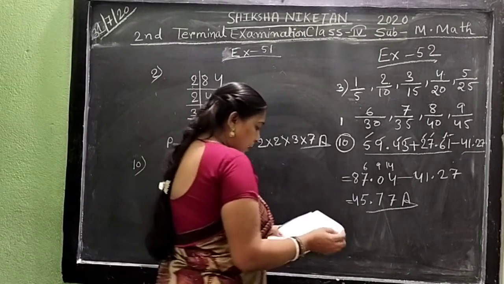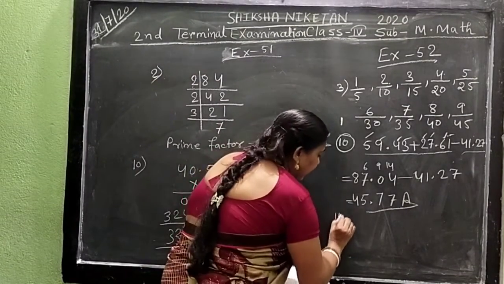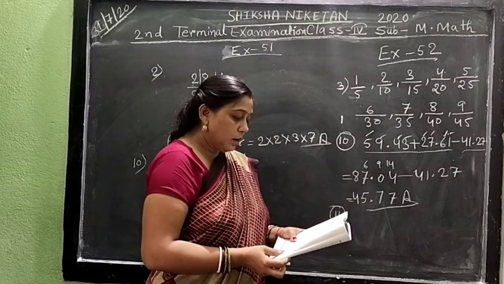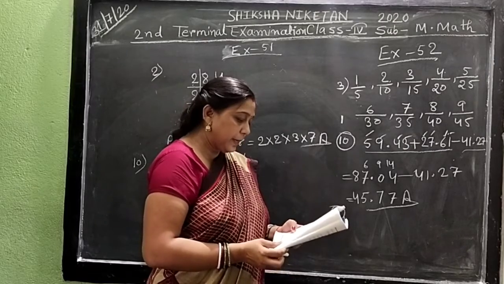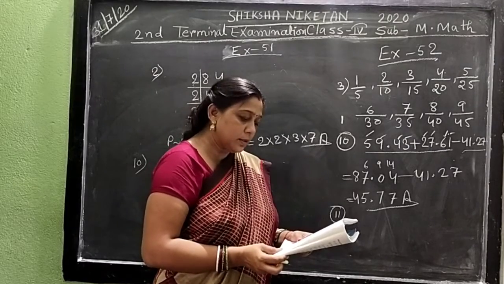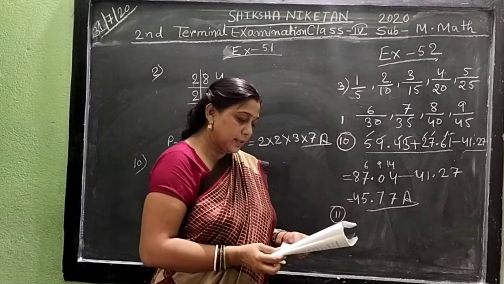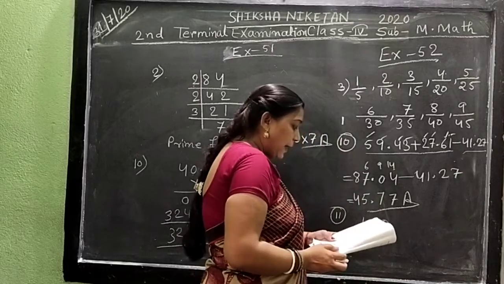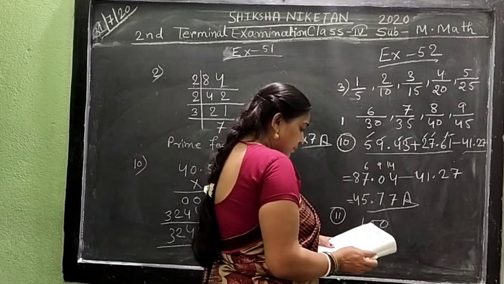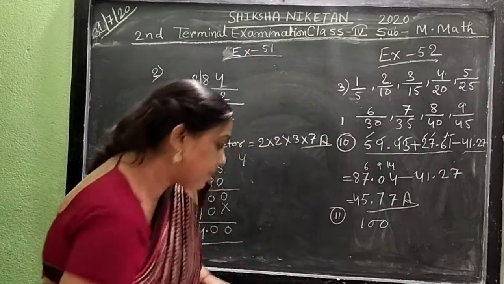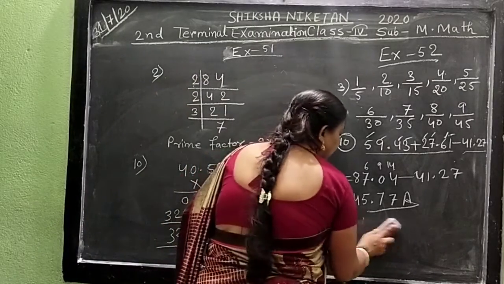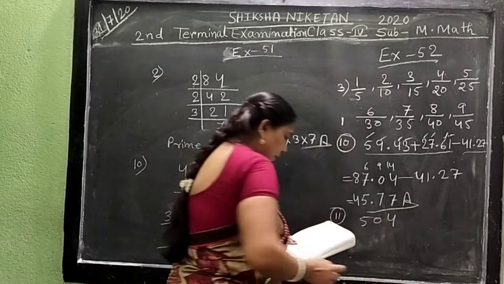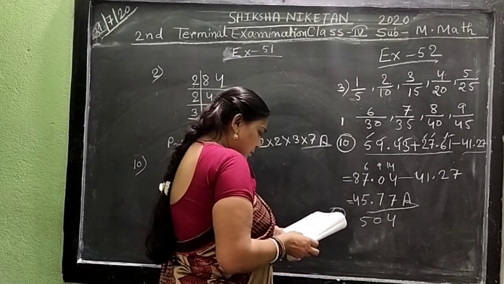We solve math number 11. Take away 5 tens and 4 ones from 100 to get. We write 100. 5 tens 4 means, mistake. 5 tens 4 ones means 504. Okay. We subtract.